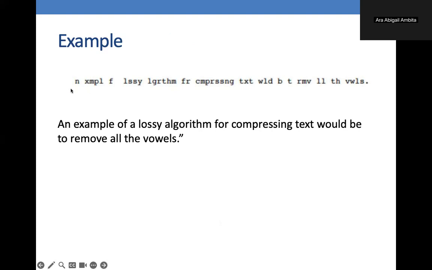If you read this, what can you notice? Diba, we have removed all the vowels. So if you read the whole statement, it's an example of a lossy algorithm for compressing text: to remove all the vowels. But we don't want this, because as much as possible, we want to retain information. Removing the vowels, if we want to decode the compressed data, might lead to ambiguous outputs.